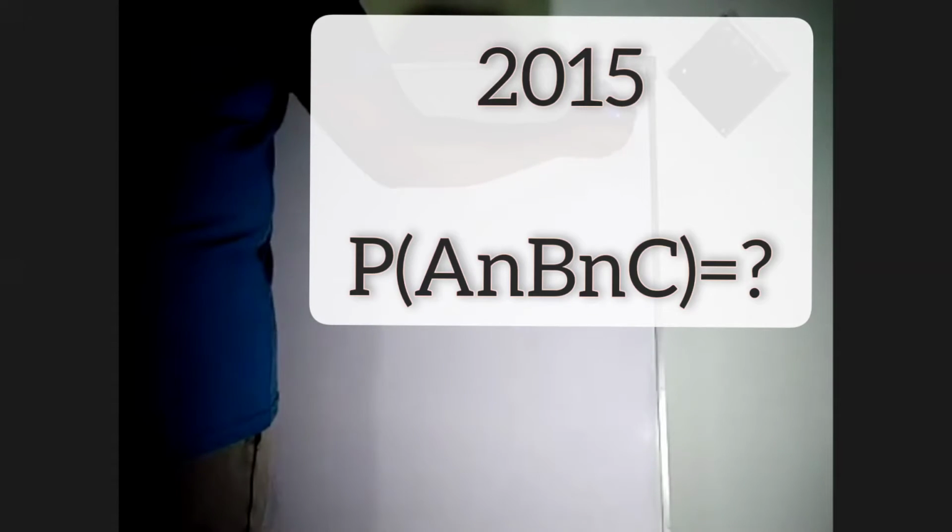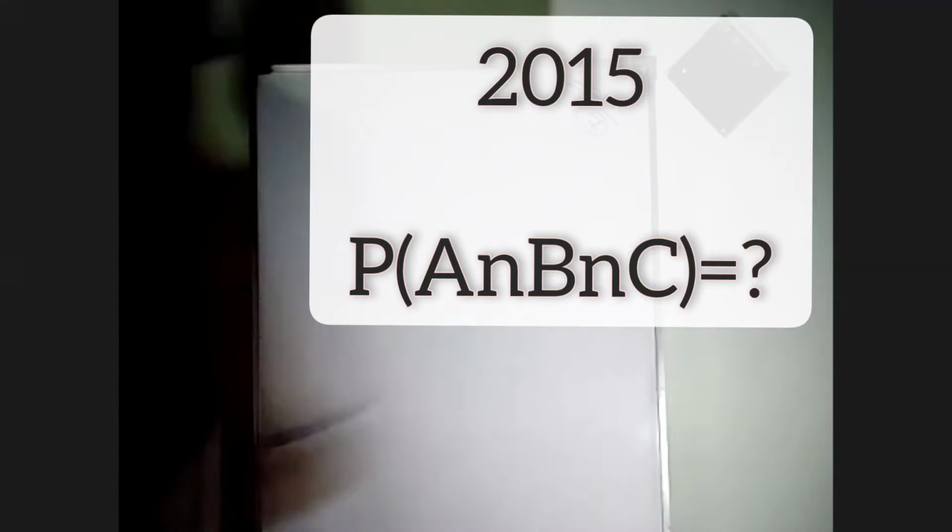2015, question number 6. Read it. Let A, B, and C be three independent events. There you are given that important term, independent. What is the theory for independent events?